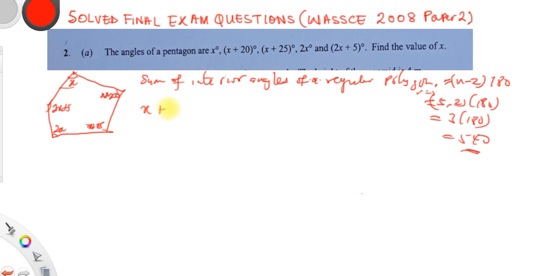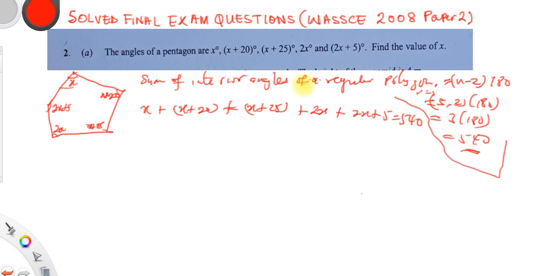So it means that x plus x plus 20, then plus x plus 25, plus 2x, plus 2x plus 5 has to give us 540 degrees. Okay, 540, sorry. As we said, a pentagon has 5 sides and it has 5 interior angles as well as 5 exterior angles. So we have 5 angles.